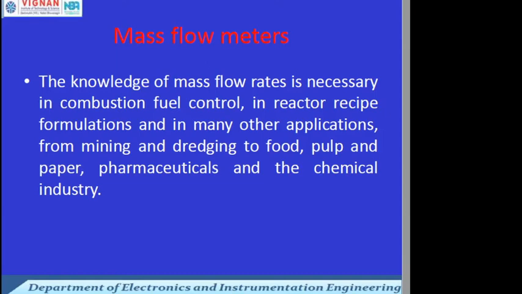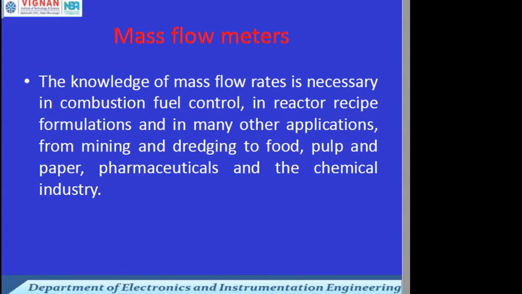Good morning. Today we are going to discuss mass flow meters. In the previous class, we discussed different types of variable head type flow meters, obstruction type flow meters, and differential pressure transmitters. Now we are going to discuss the mass flow meters.